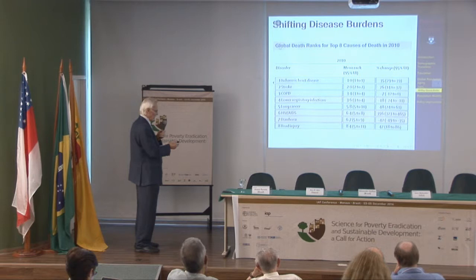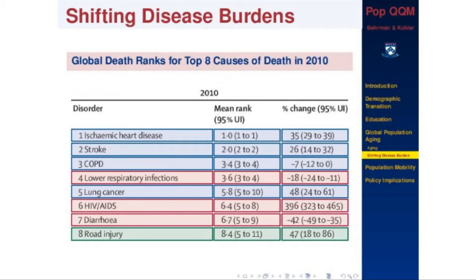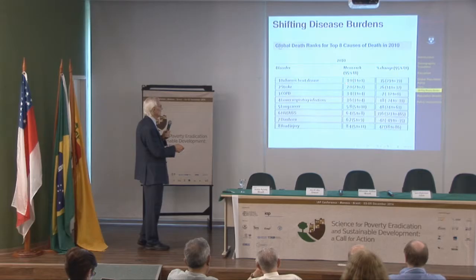Associated with aging, but not exclusively with aging, is a change in the nature of the disease burden. This is an example of estimates of causes of death for the eight top causes of death in 2010. These are the changes since 1990.